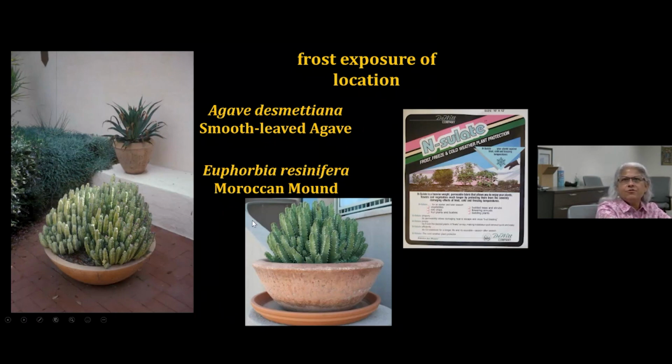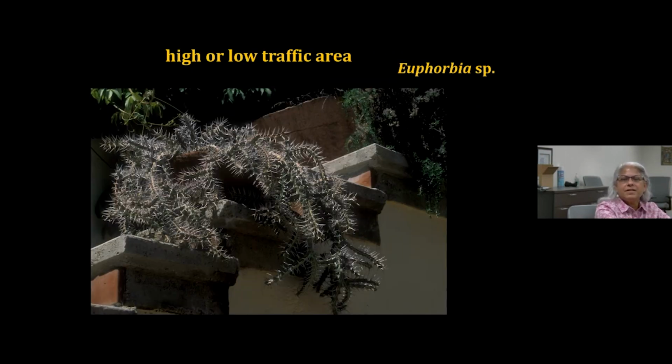Something like this Euphorbia is much more cold hardy. And there are materials that you could use, what many of us in the horticulture industry call frost cloth, to protect plants that might be susceptible to freeze damage. And that usually will buy the plants maybe 2 to 3 degrees of comfort, protecting them from cold.